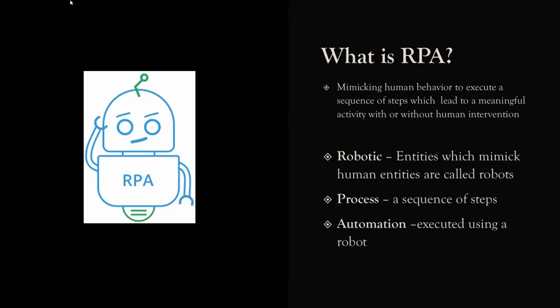So RPA in a nutshell, if I may say, it simply means software bots mimicking how a human performs something. As you can see in the definition, it simply says mimicking human behavior to execute a sequence of steps. Now, a process can be anything. It can be HR performing some steps for new joiners, or a clerk entering some information from a data source into the company's software, which might be a desktop application or a web app.